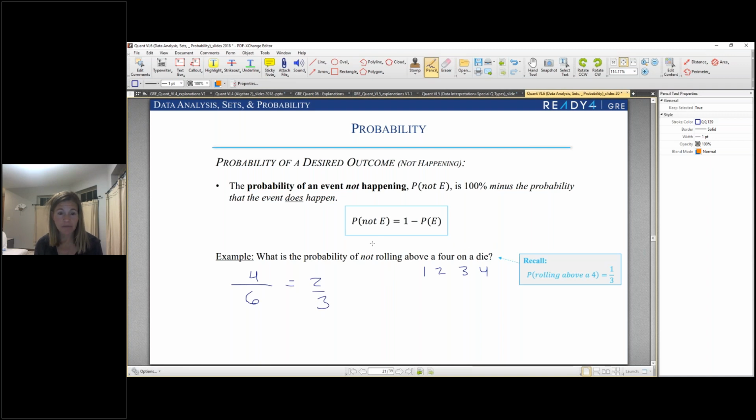Now, the other way to think of it is the probability is 1 minus the probability that it will happen. So what's the probability of not rolling above a 4 on a die? It's 1 minus the probability that you do roll above a 4. And we solved that on the last page. Our probability that we're going to roll above a 4 was 1/3. So the probability we won't do it is 1 minus 1/3, which also gives you 2/3. Okay, so these match. So you can do it either way. And there are different problems where one works better than the other. So at the very basic level, that's what a probability problem is. It's desired outcomes over total outcomes.